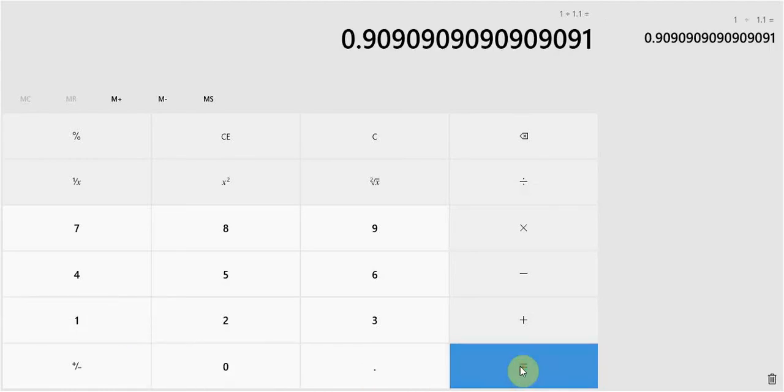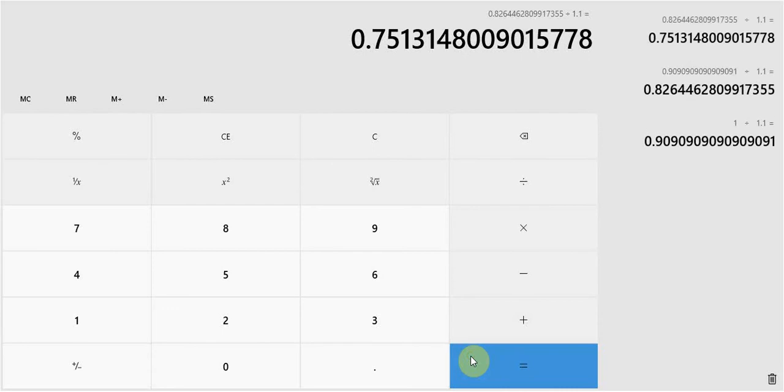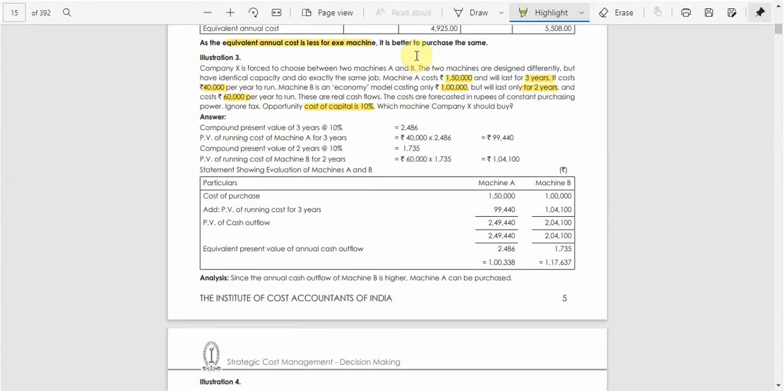Just plus. 0.909 is for the first year. Add to the memory. 0.8264 is for the second year. Add to the memory. Again is equal to 0.751 is for the third year. Add to the memory. Just memory recall it. It is 2.486. So by adding these three values, we can get this number 2.486.